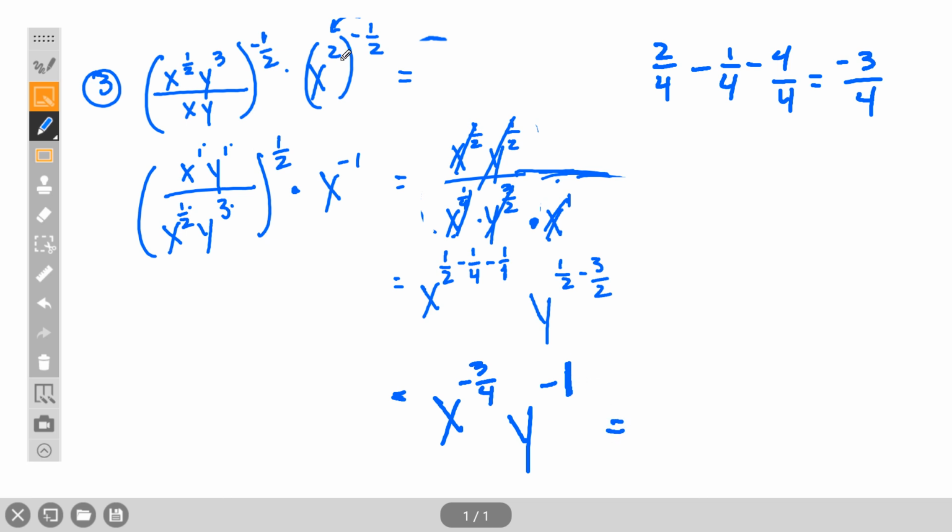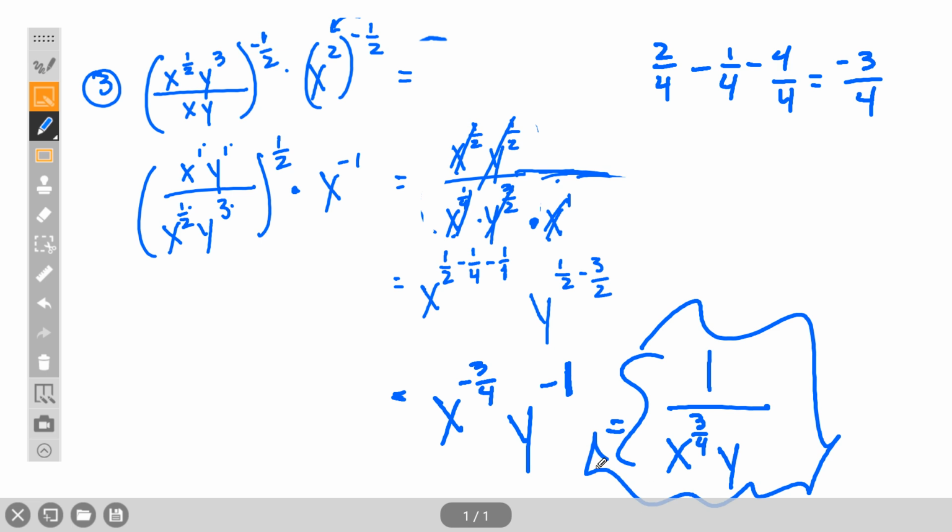All right, parentheses are gone. They've all been combined into the same base. We have one x and one y. We just now need to get rid of the negative exponents. These are both currently in the numerator. Since they're both negative exponents, they are both going to go to the denominator to make them positive. So x to the 3/4 and y to the 1st. Since there's nothing left in the numerator, we'll put a 1. And we don't need this 1 on the y, so I'll just get rid of that. So this is the simplified version for this complicated problem for number 3. This is how we would simplify it.